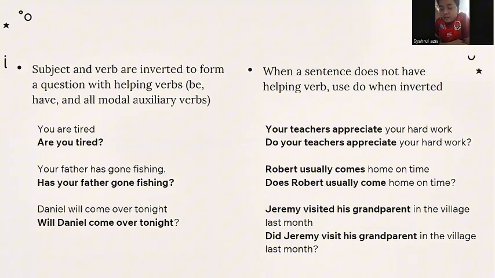When a sentence does not have a helping verb, use the verb do. Your teacher appreciates your hard work. Does your teacher appreciate your hard work? Robert usually comes home on time. Does Robert usually come home on time? Jeremy visited his grandparents in the village last month. Did Jeremy visit his grandparents in the village last month?